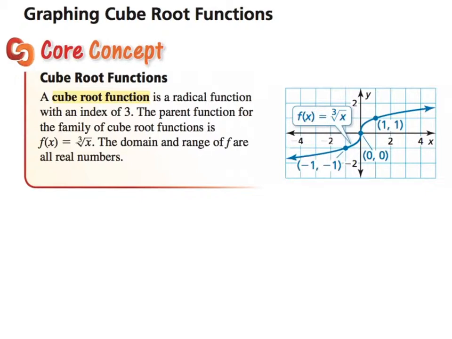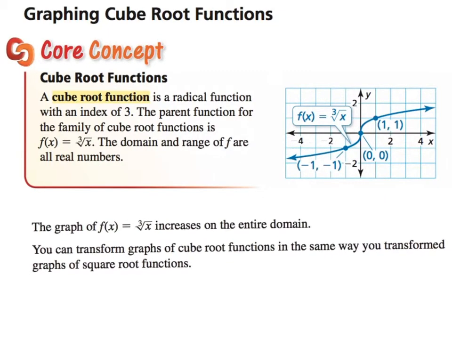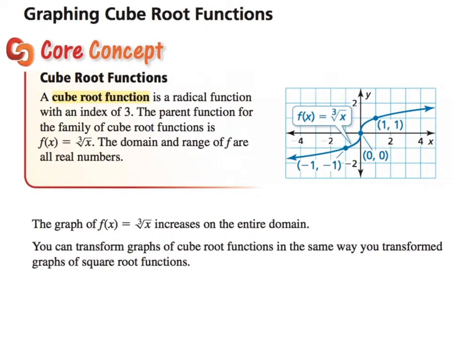It says a cube root function is a radical function with an index of 3. Now you're like, whoa, what's that mean? That means it's a cube root. It's an index of 3. That's all it means. The parent function for the family of cube root functions is f of x equals the cube root of x. And here's what it looks like.